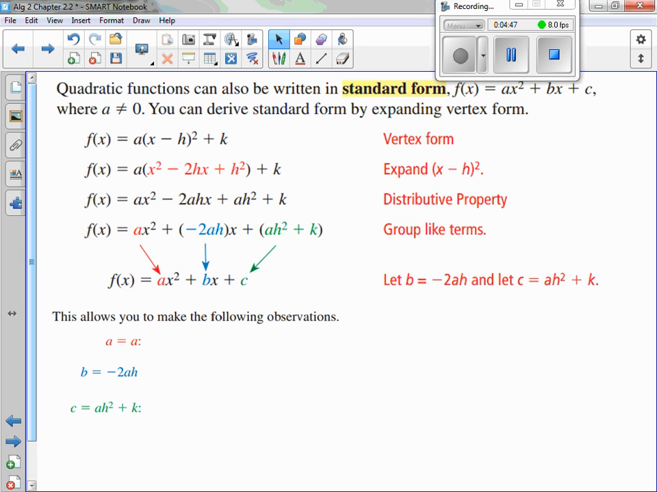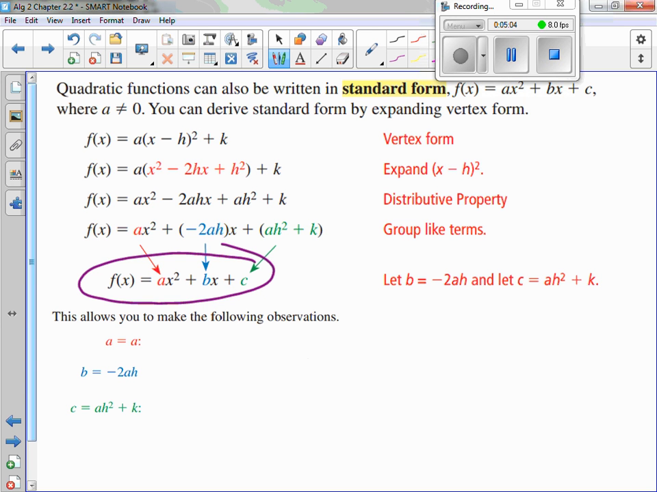Now, they will have something that looks like this: f of x equals ax squared plus bx plus c. Most all of you have seen this formula at some point in your life, if you've walked into the other math teacher's room and walked out the door.